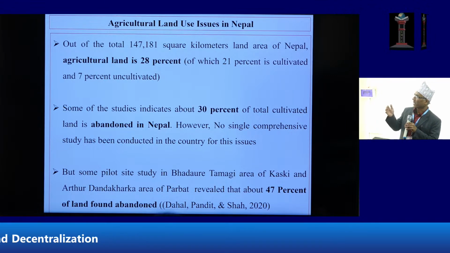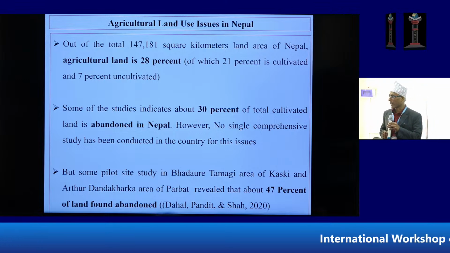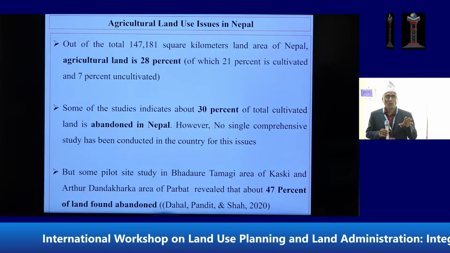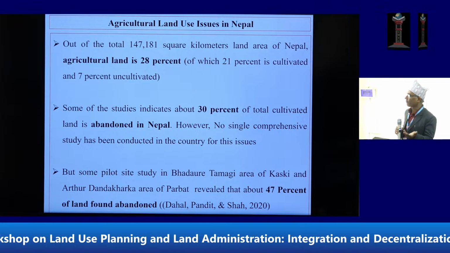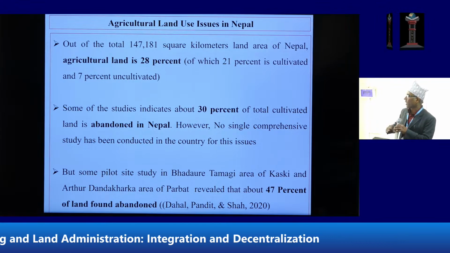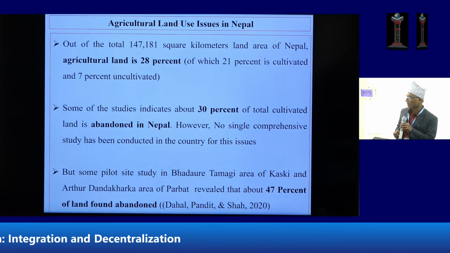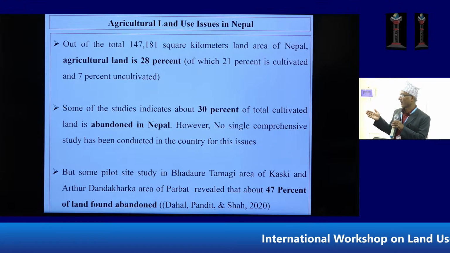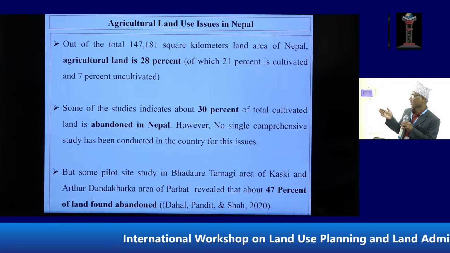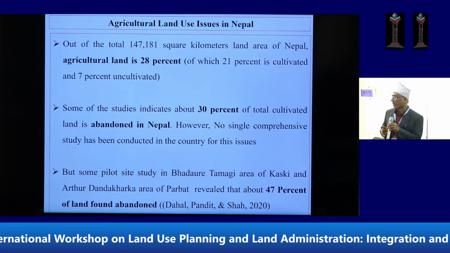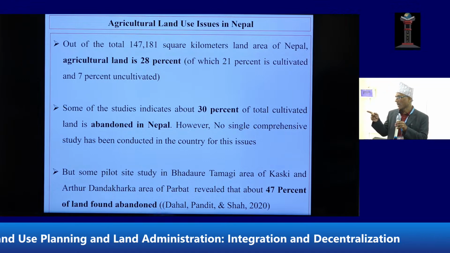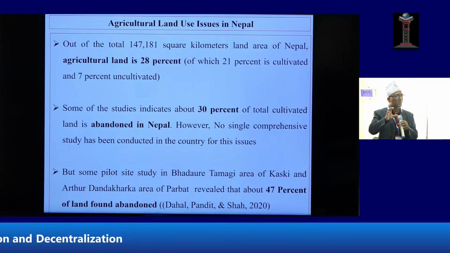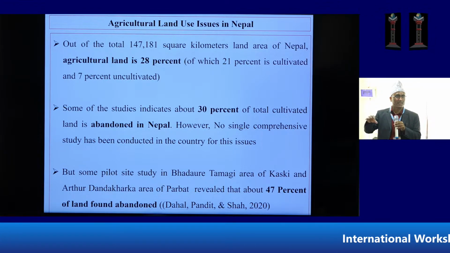Some studies indicate that 30% of the cultivated land is abandoned in Nepal. However, there is no single comprehensive study on this, and we need to study comprehensively what percentage of land is fallow or abandoned. Some pilot studies in the Bhadaure Tamagi area of Kaski and Arthar Parbat revealed that about 47% of the land was found abandoned. Mr. Dahal, Pandit and Saha did this research, and this is their finding, but it is a pilot study in a specific location and does not represent the whole of Nepal.